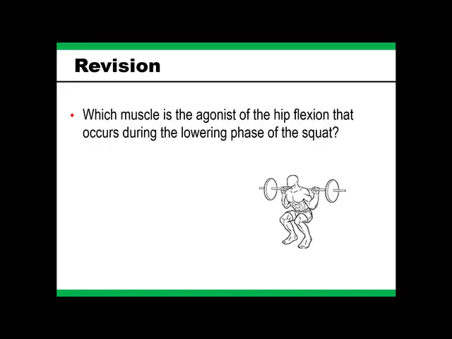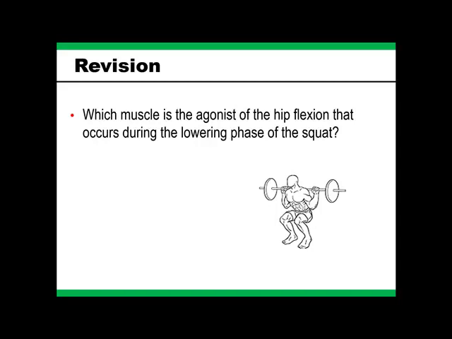Which muscle is the agonist of the hip flexion that occurs during the lowering phase of the squat? Yell it out, what is it? Who thinks iliopsoas? Who thinks gluteus maximus? This is 50-50 here. Half of you are right, half of you are wrong. I'll give you a hint. It does say lowering. Who would like to change their answer? Who thinks iliopsoas? Who thinks gluteus maximus? The answer is gluteus maximus.